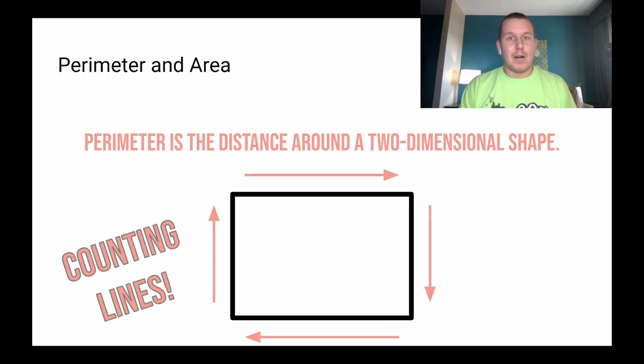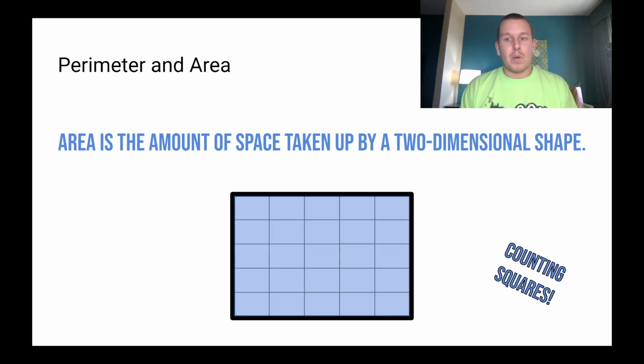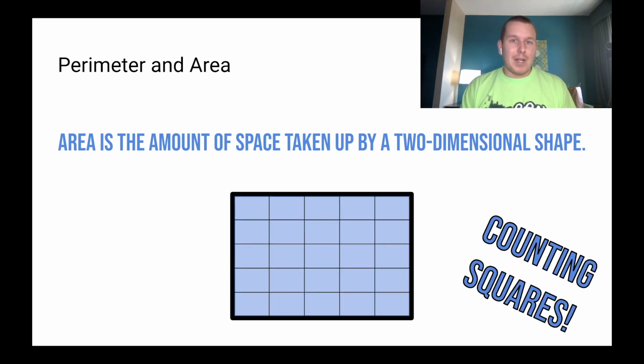Now let's move on to area. So area is the amount of space taken up by a two-dimensional shape. As you can see, it got filled up with the blue color. So area is where we're counting squares. So we're counting how many squares fill up the space that we're trying to find.